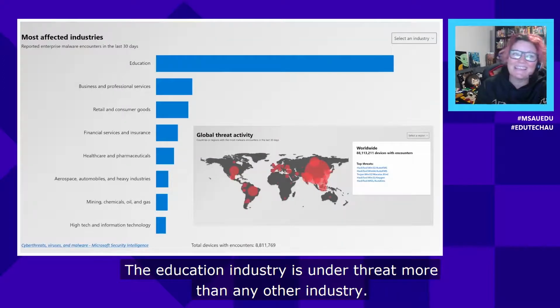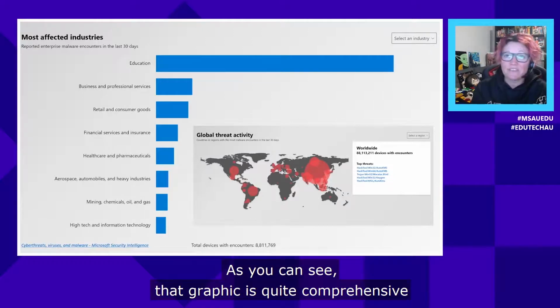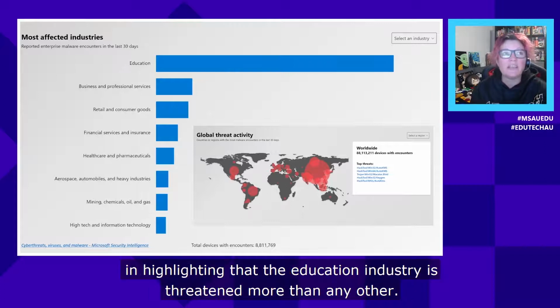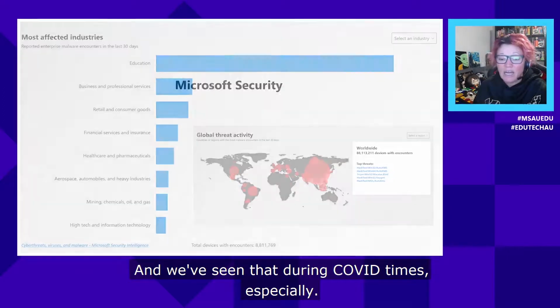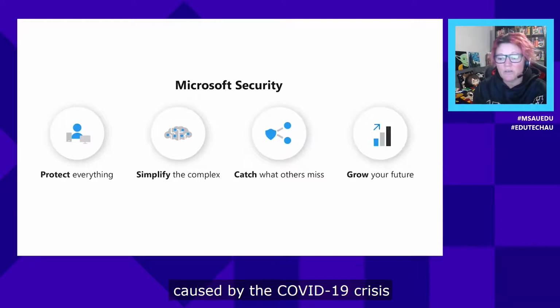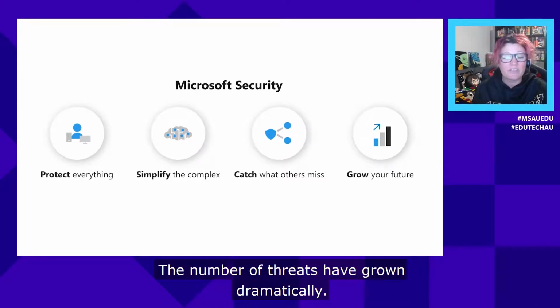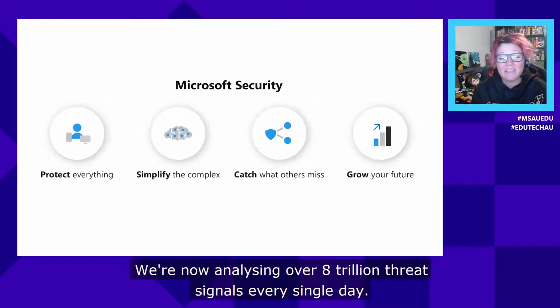And that security piece is really important. The education industry is under threat more than any other industry, more than government, more than finance. As you can see, that graphic is quite comprehensive in highlighting that the education industry is threatened more than any other. And we've seen that during COVID times, especially. Threat actors have capitalized on the disruption caused by the COVID-19 crisis to expand their attacks. The number of threats have grown dramatically. We're now analyzing over 8 trillion threat signals every single day.